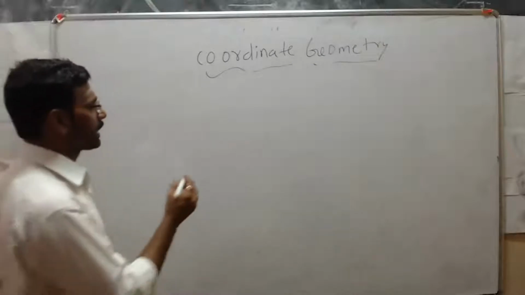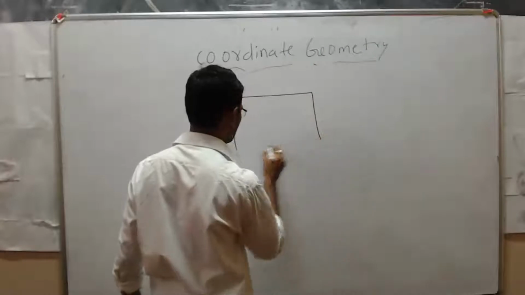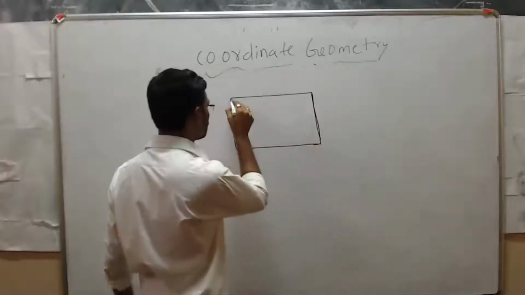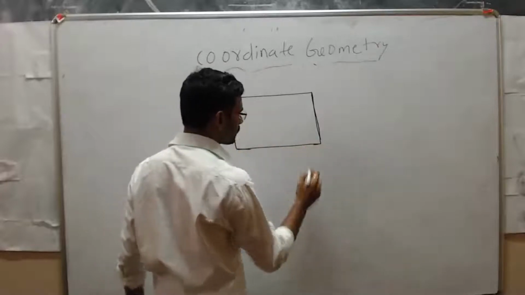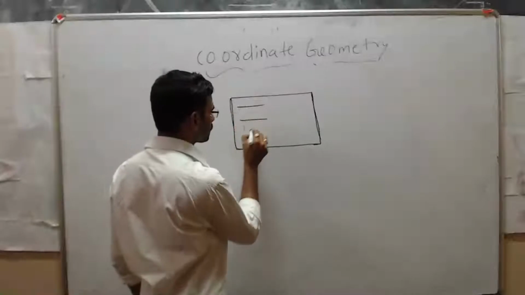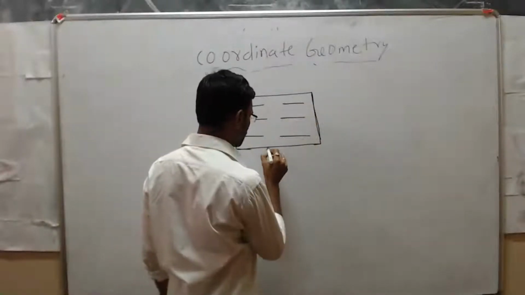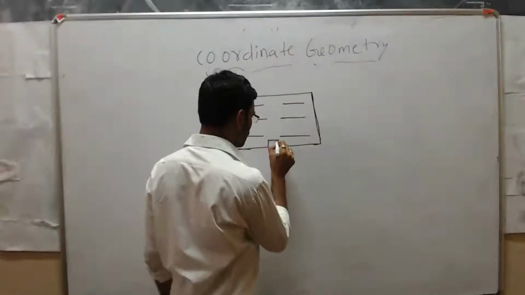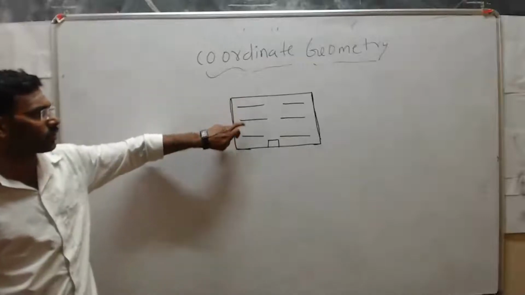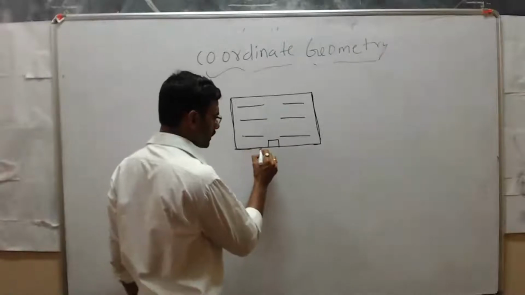Okay, dear students, now this one is your classroom. 1, 2, 3. There are 3 tables.